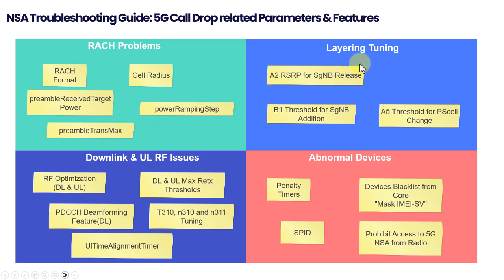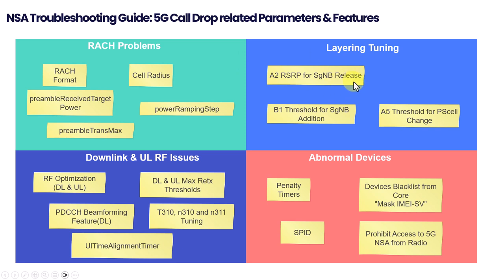Then moving here to the layering tuning. The good point is that in 5G standalone, you don't have many things to tune in the layering. For sure you have, but not that much, especially if you're talking about 5G. So I have listed the top ones here. For example, you have E2 RSRP for SgNB release.